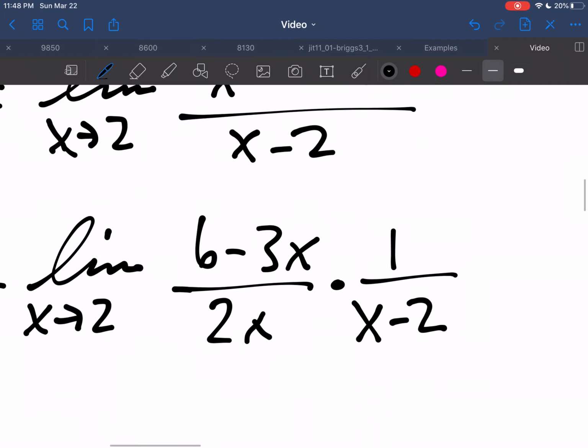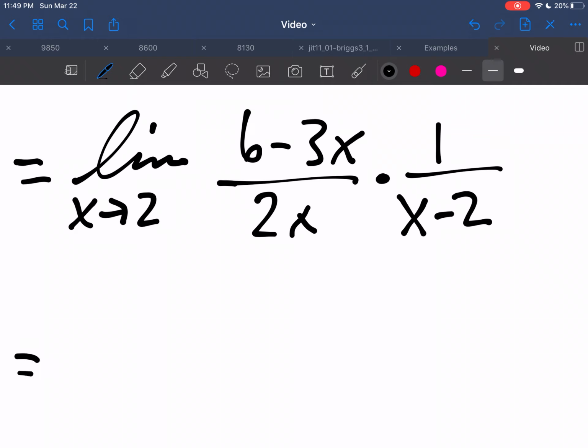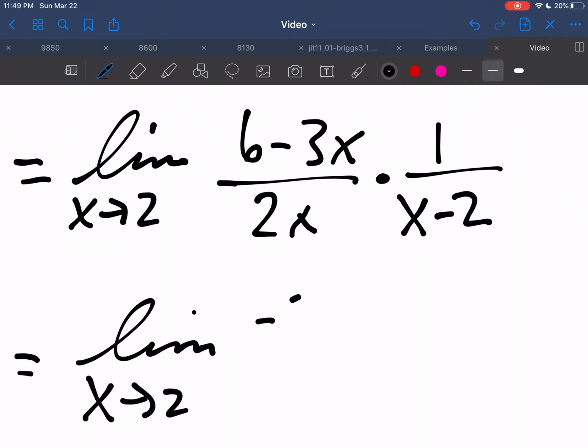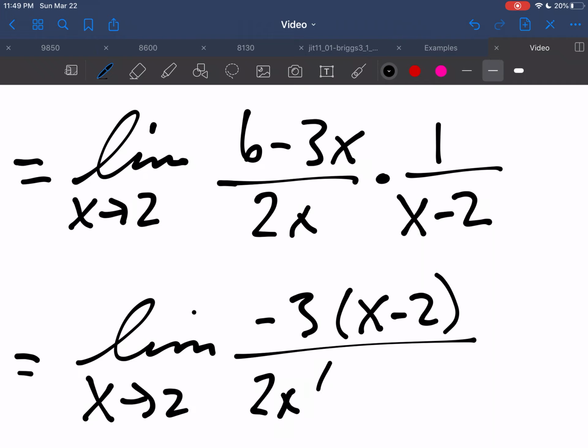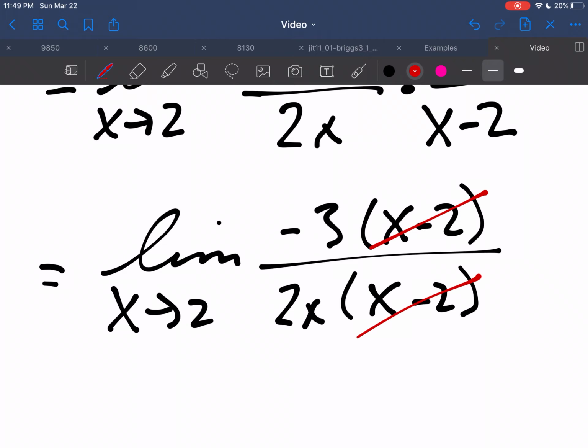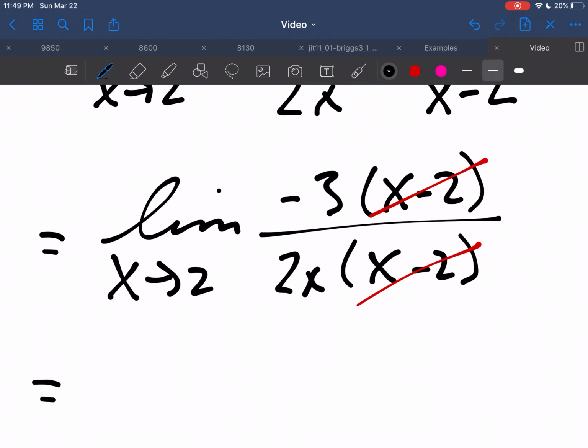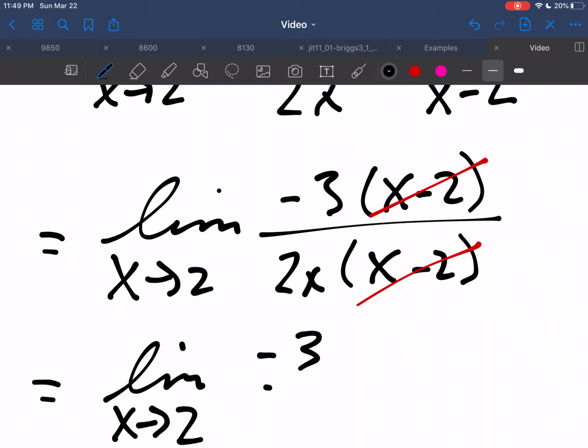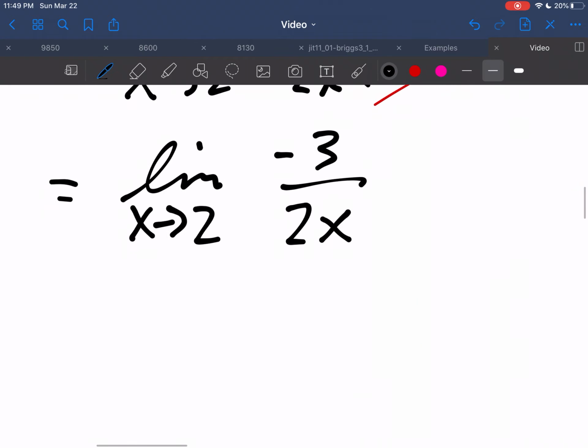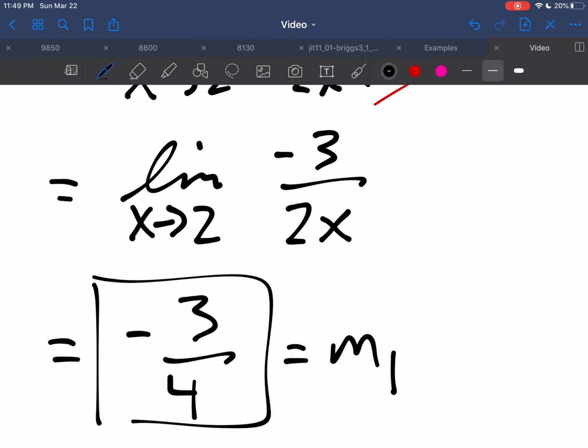Okay, and then we can multiply those fractions and we get the limit as x approaches 2 of negative 3 times x minus 2 over 2x times x minus 2. Our x minus 2's cancel, and we end up with the limit as x approaches 2 of negative 3 over 2x, which is equal to negative 3/4. And this is the slope of our tangent line.